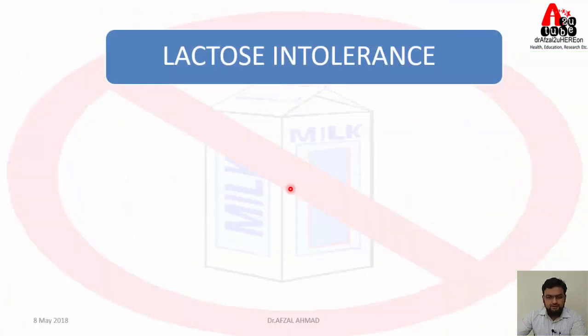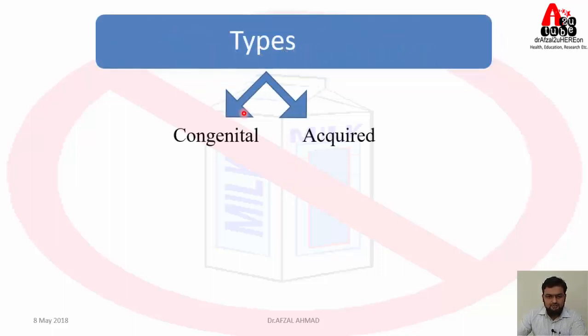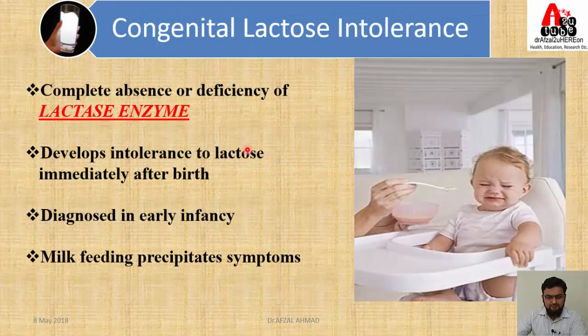Now the other disease associated with carbohydrate digestion and absorption is lactose intolerance. As the name suggests, it is the intolerance to lactose. It is of two types: congenital as well as acquired. Congenital may be from birth. In congenital lactose intolerance, there is a complete absence or deficiency of lactase enzyme. Lactase is required to break down the lactose present in the diet into glucose and galactose. If this enzyme is not there, there will be an increase in lactose in our body, so there will be development of intolerance to lactose.